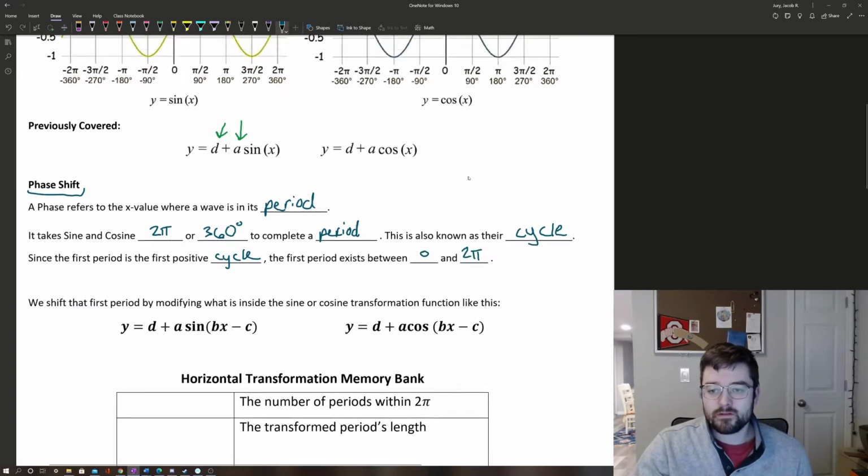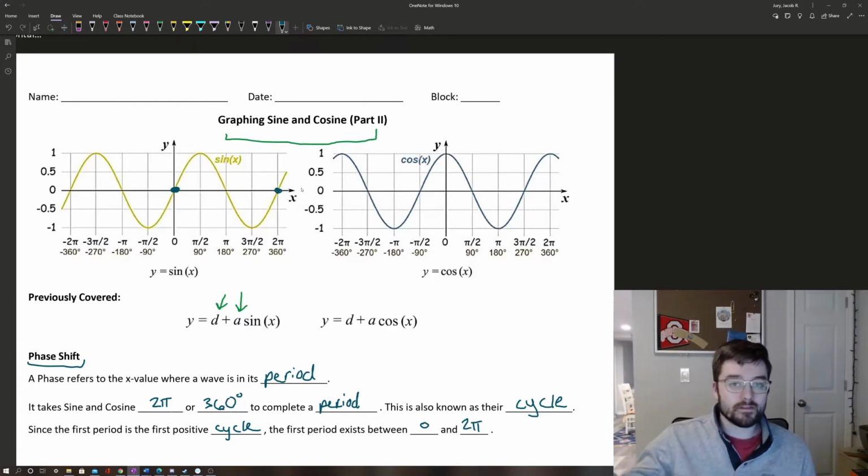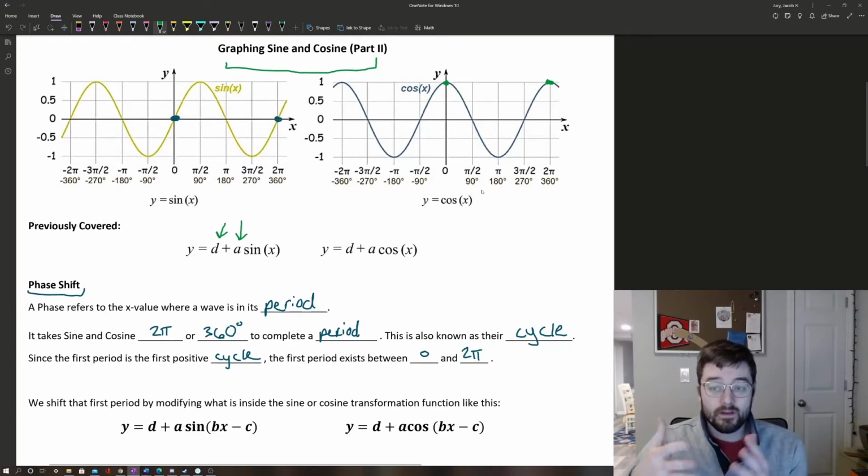So if we go and look at these cycles, our first cycle of sine, it's just a different way to say period. Our first cycle of sine starts at 0, and it's got to go to its maximum, then to a 0, then to a minimum, and it ends at 2 pi, and then it repeats the cycle over and over again. So likewise with cosine, the first cycle happens between 0 and 2 pi. So that's the first cycle or first period because it's the first positive one.